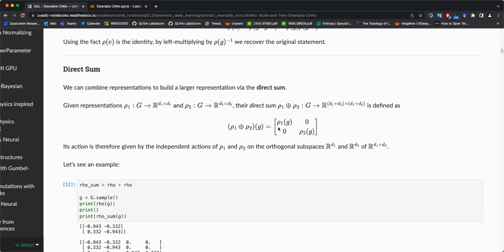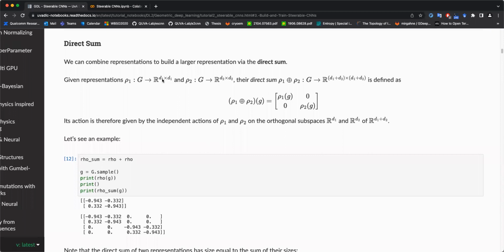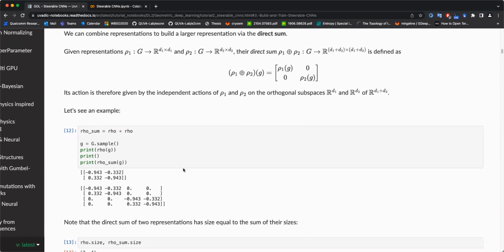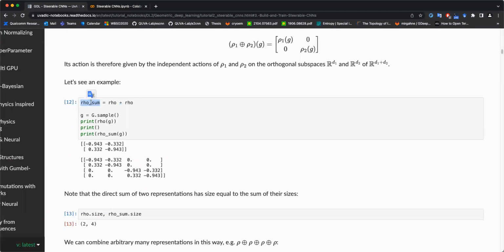Actually, we stack the matrices in this kind of block diagonal structure, but you can see that the vector spaces these two matrices act on are just obtained by stacking the vectors in a bigger vector, like you would do in NumPy with numpy.concatenate. This is D1 dimensional, this is D2 dimensional. The output, you can see, is D1 plus D2 dimensional. We can do this by just using a plus operation over the representation objects. So this generates a new representation which evaluates to this direct sum.